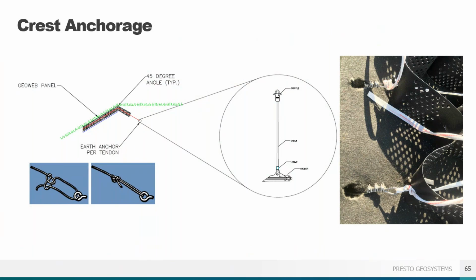In the rendered drawing, note that slight downturn at the top. That's important. The earth anchors may be installed right through the geotextile, as you see in the photo on the right.